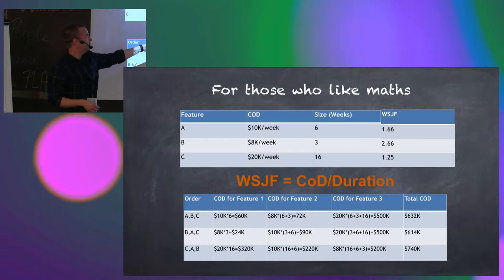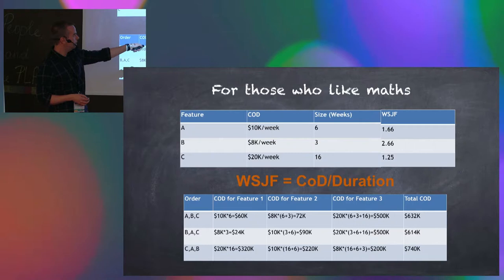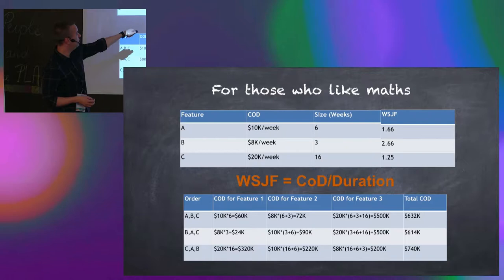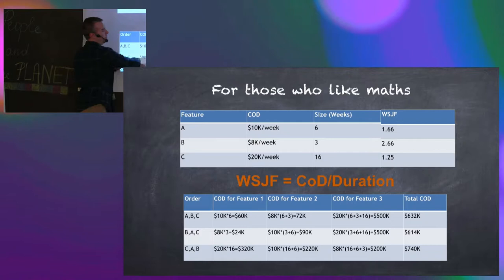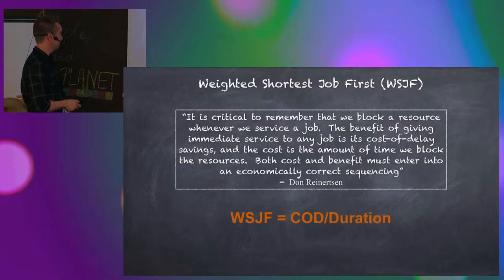And then we can see here, what is the sequence? This one here has more importance than this one here, and then this one here, which would be BAC, 2.66, 1.66, which is here. This whole math here we do with this. What that means is this, weighted shortest job first. And that's what we're going to use today in our workshop.